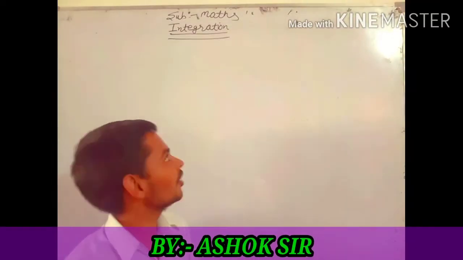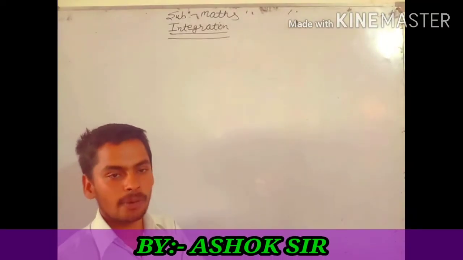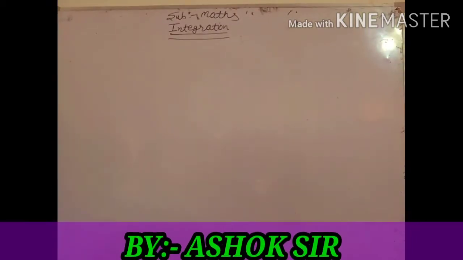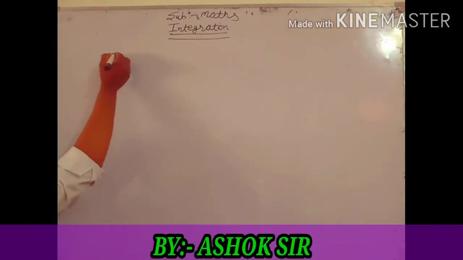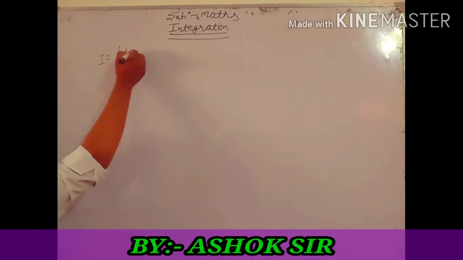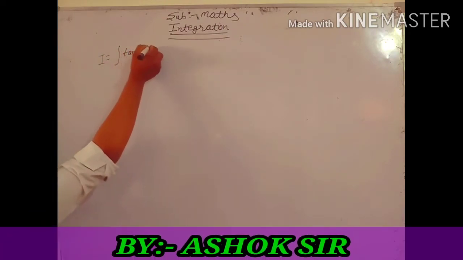Good morning friends. Today we are going to take out the integration of tanx, cotx, secx and cosecx. First of all we have to take out the integration of tanx. So look, let us consider the integration of tanx is equal to I. So I is equal to integration of tanx dx.